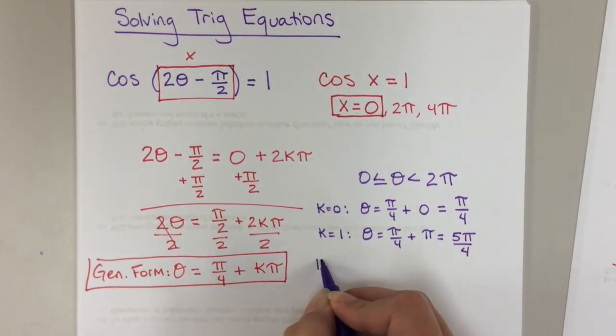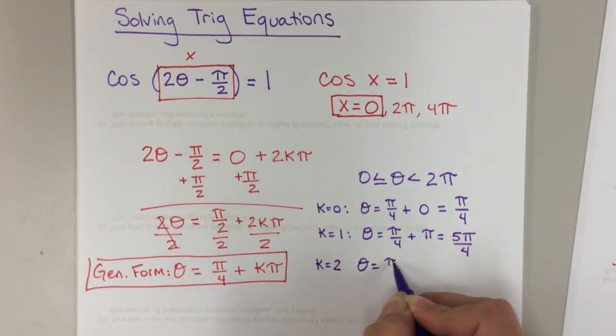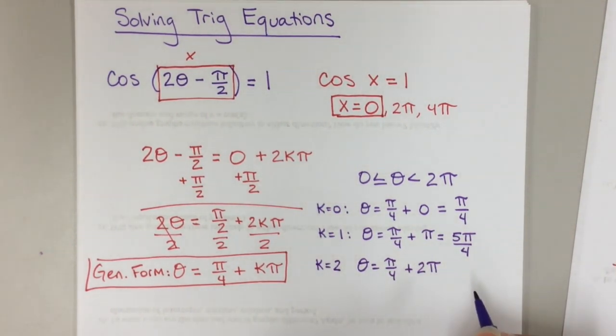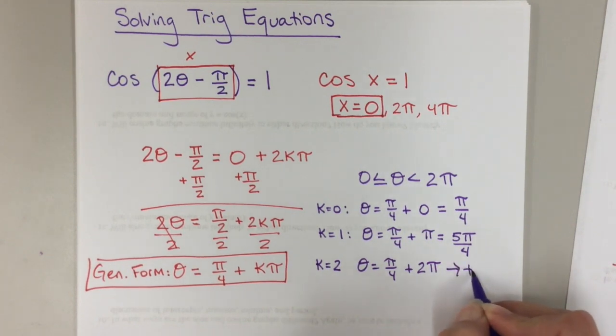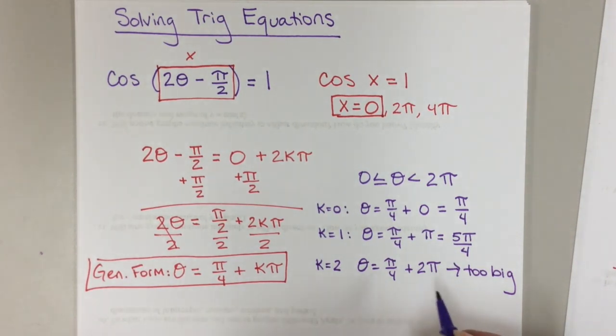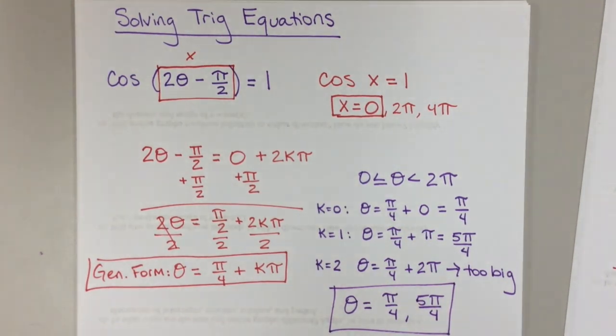All right, let's plug in 2 for k. So when we plug in 2 for k, we get theta equals pi over 4 plus 2 pi. Well, that's going to be greater than 2 pi, so this one is too big. So our answers are theta can equal pi over 4 and 5 pi over 4. There's our answers.